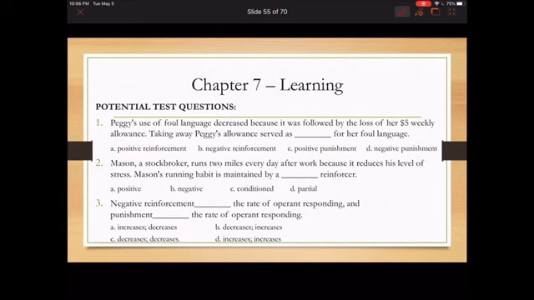Peggy's use of foul language decreased because it was followed by the loss of her $5 weekly allowance. So we've taken away something because we want to stop the behavior, so that has got to be negative punishment.